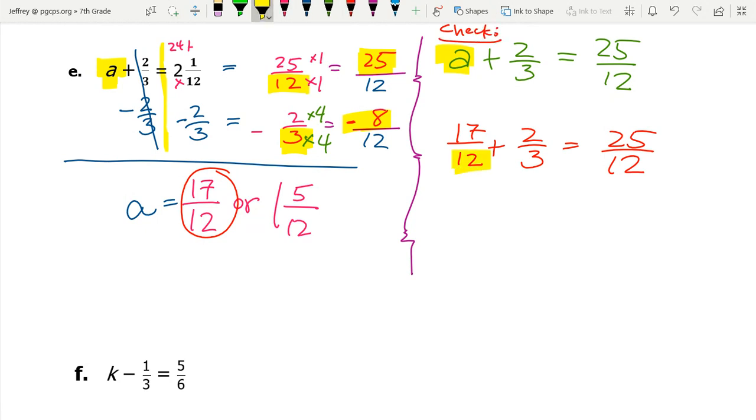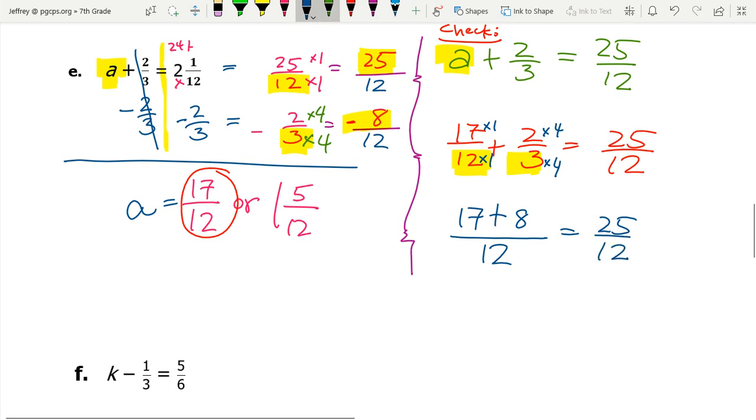Now, we need to have the same denominator, right? And we know the common denominator is 12. Now, 17 stays the same because 12 times 1 gives you 12. 17 times 1 gives you 17. What would you multiply to 3 to get 12? And that's going to be times 4. So the numerator also times 4. 2 times 4 is 8, is equal to 25 over 12.